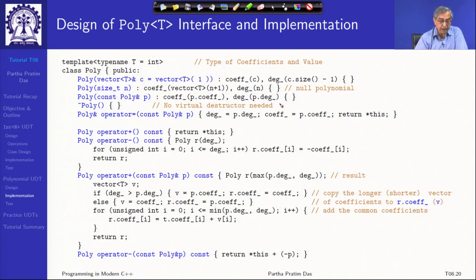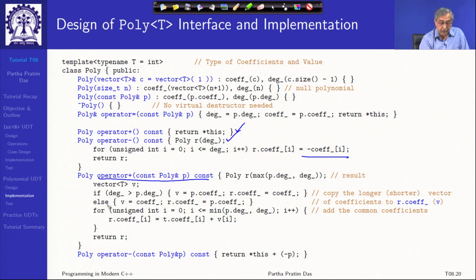Other than that, you can copy construct, you can copy assign, you can destruct, of course, that in turn basically destructs the vector by calling the destructor of the vector. This is the sign preservation. This is the negation of the polynomial. So, you are simply negating. This is the add operation.